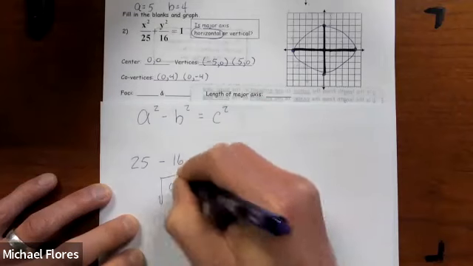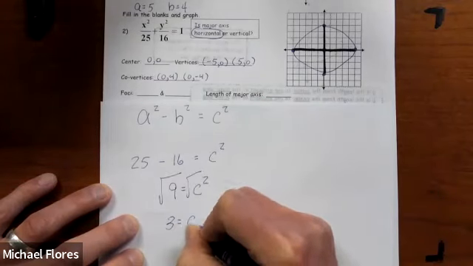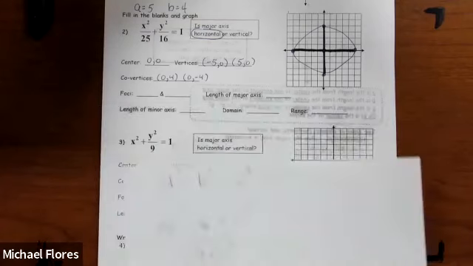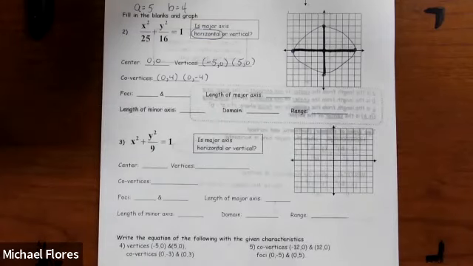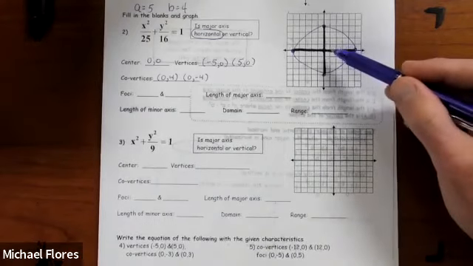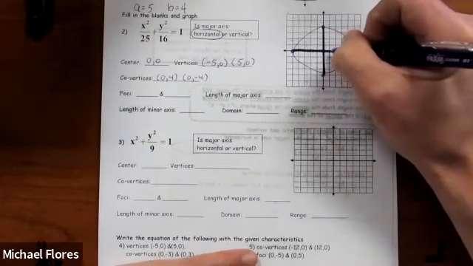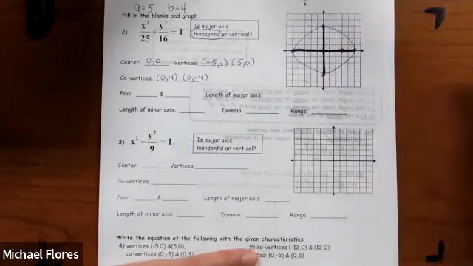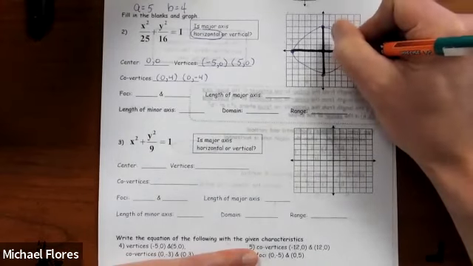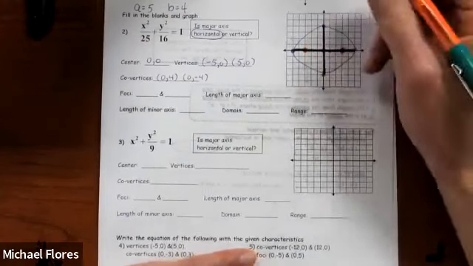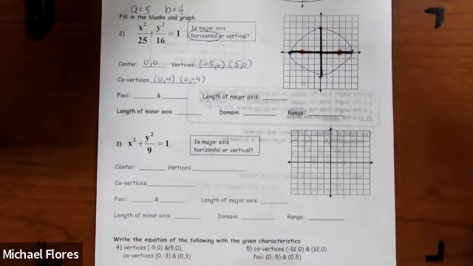Square root. So our focus is 3. More accurately, it is 3 spaces away from your center on the major axis. So here's our center. So we need to go 3 away from it in the positive direction, 3 away from it in the negative direction. And we now have our foci.